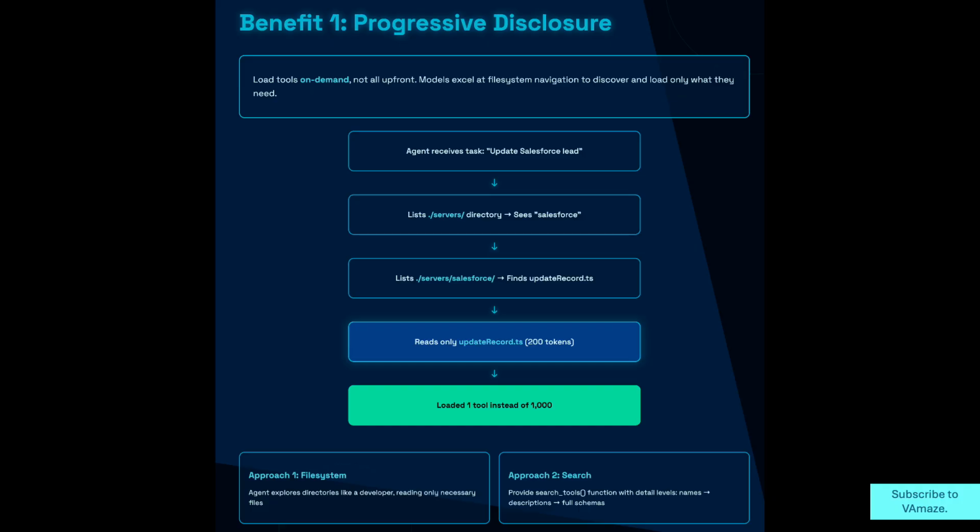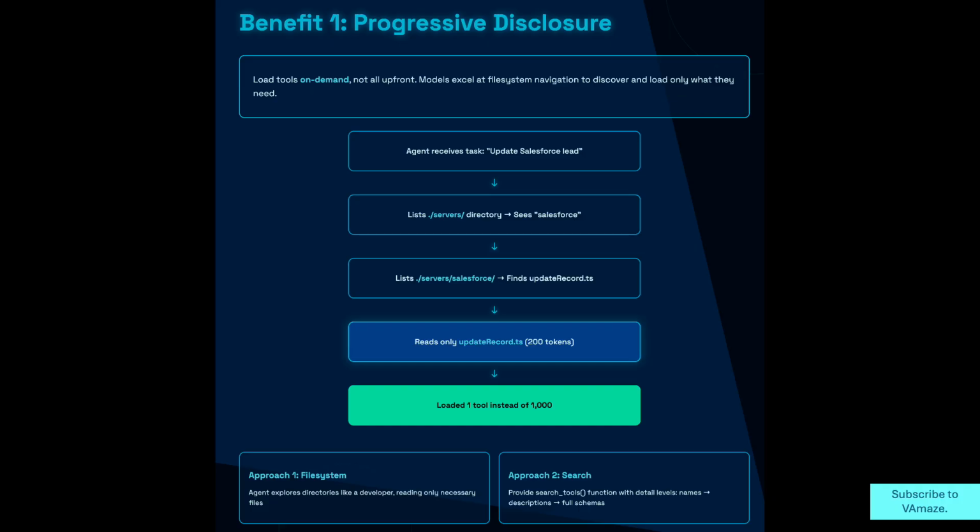The key insight is that models are genuinely excellent at navigating file systems. They understand directory structures. They can list files. They can read files selectively. We can use these capabilities to implement smart, on-demand tool loading. There are 2 main approaches.